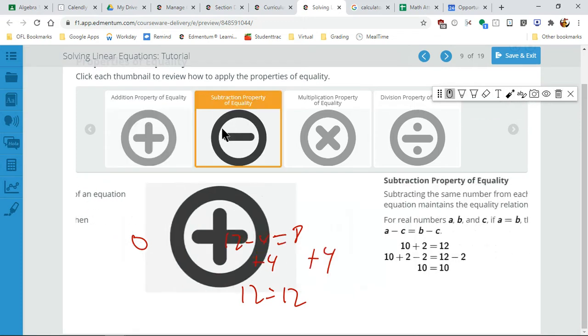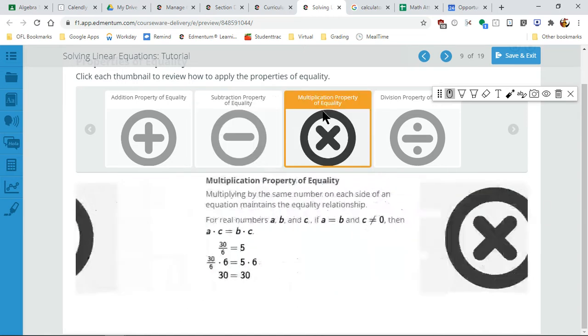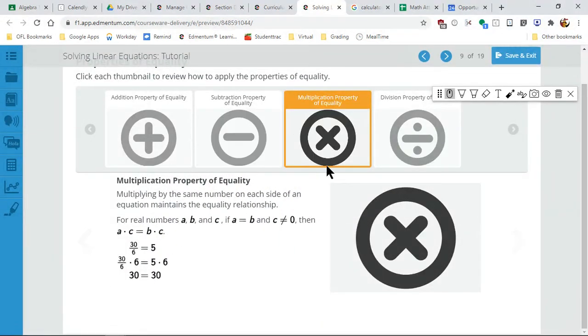So the subtraction property, same thing. The subtraction property says if you subtract from one side, you have to subtract from the other, and it keeps it equal. Multiplication, same thing. If you're multiplying both sides, or if you're dividing, again, fractions, in this case, they're even showing it like a fraction. So all fractions are division. If you're ever scared of a fraction, just remember you're just dividing.